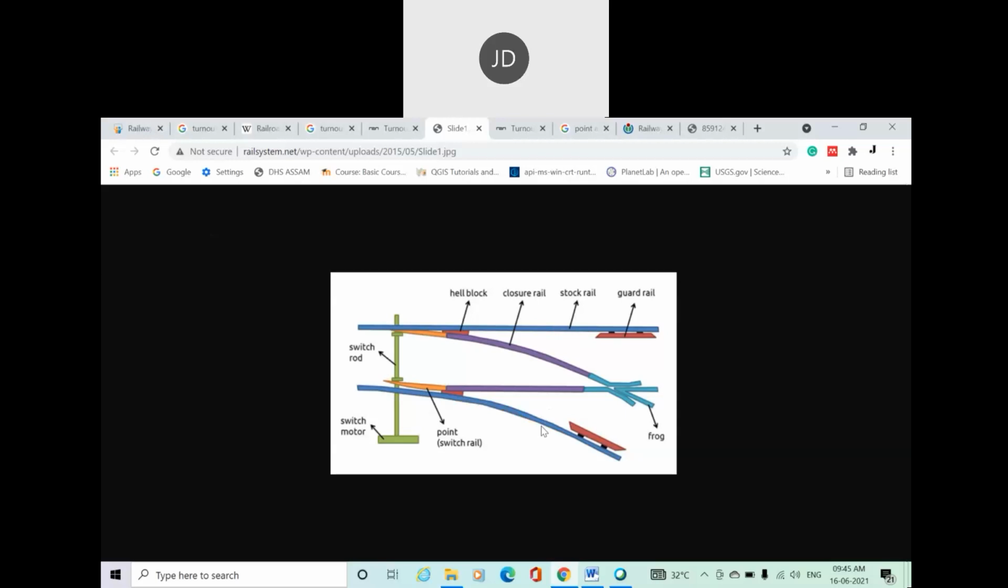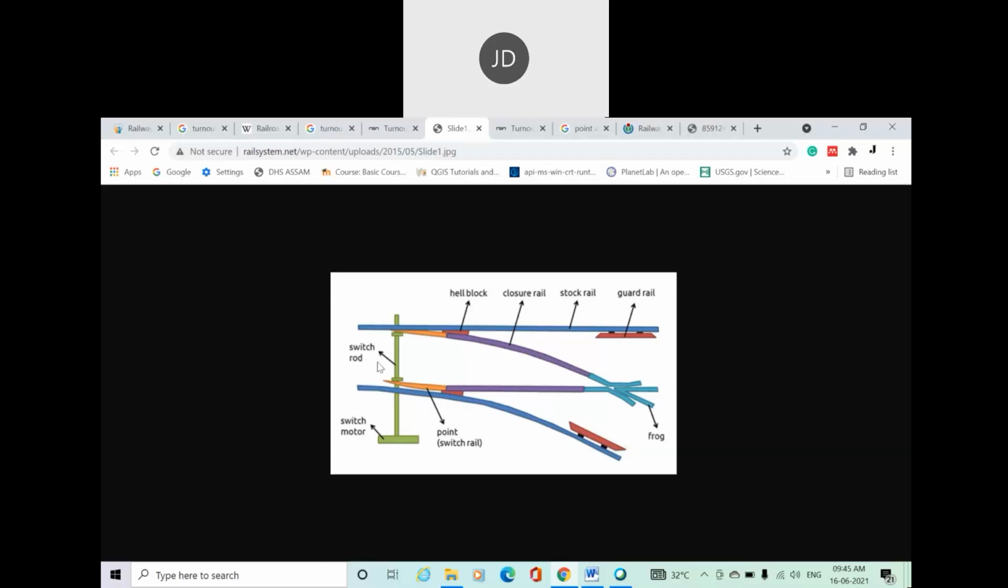And this is the closer rail. Closer rails basically are the straight or curved rails that are positioned between the heel of the switch and toe of the frog. Now, what does heel of the switch mean? For that we have to know the switch and frog.